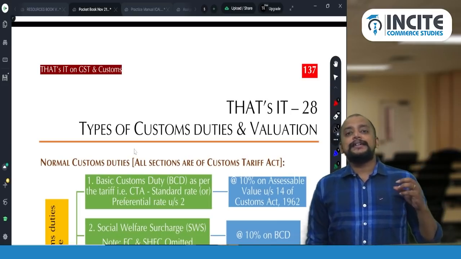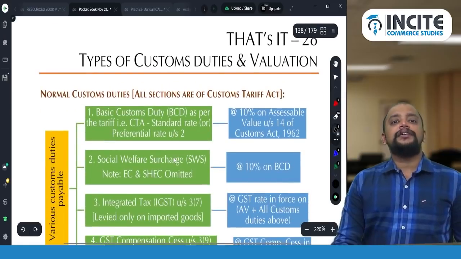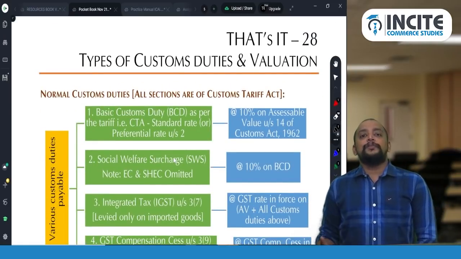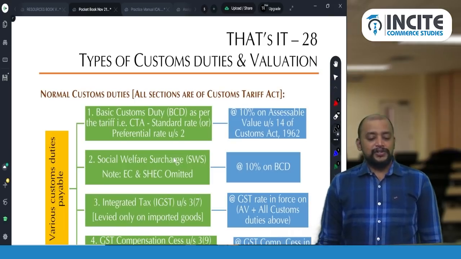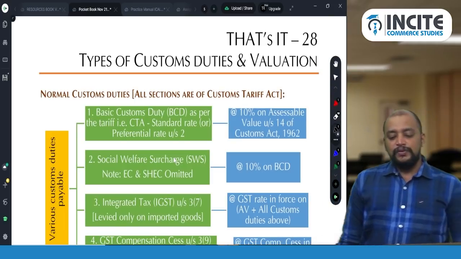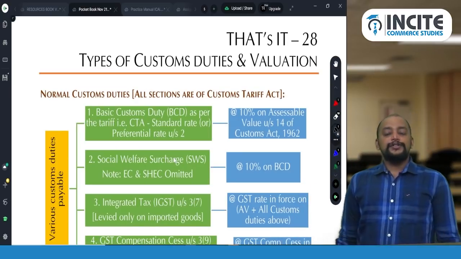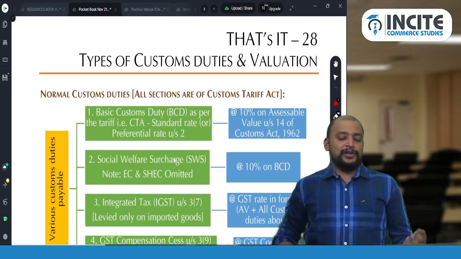So basic customs duty is payable at the rate of 10% on the assessable value, but it will be given in the exam itself as to what will be the rate of basic customs duty. And social welfare surcharge will be at the rate of 10% on basic customs duty. So we don't have at present education cess and secondary and higher education cess.